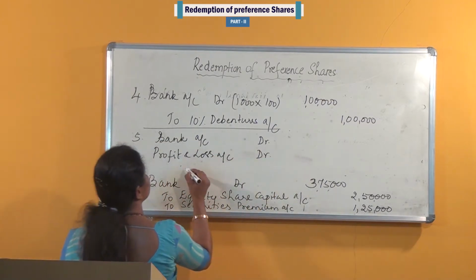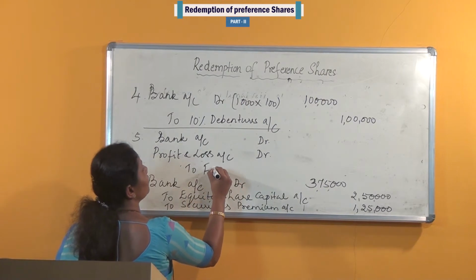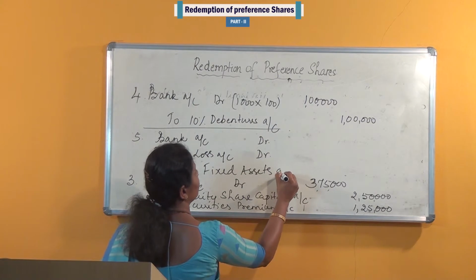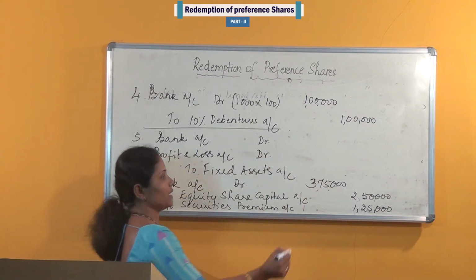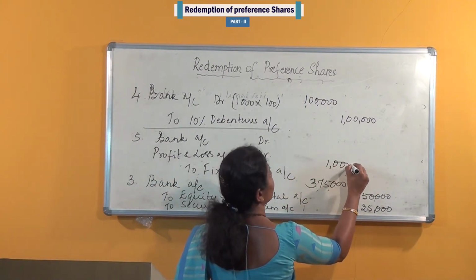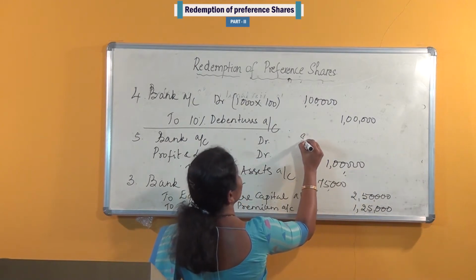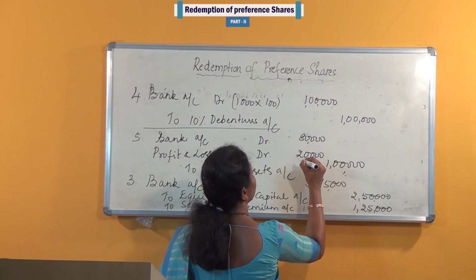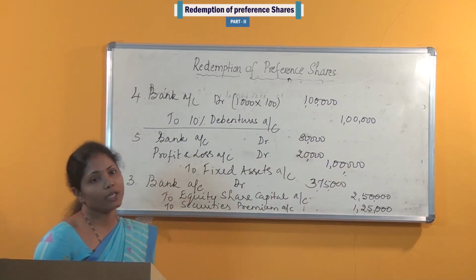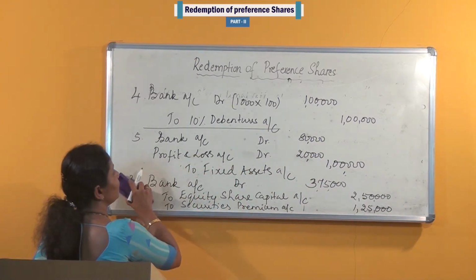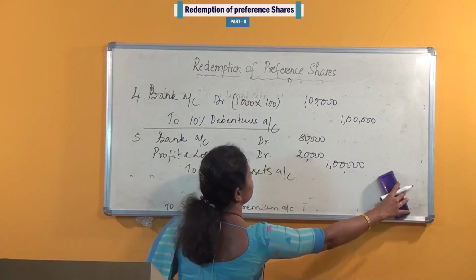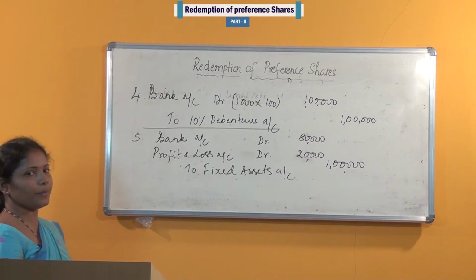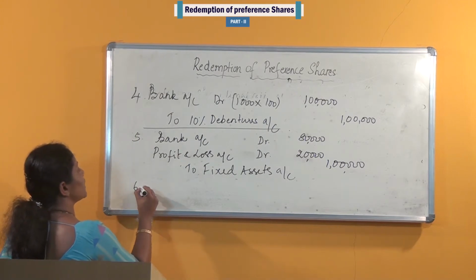So, profit and loss account debtor to fixed assets. As they go out, we have to credit it. What's the value of fixed assets go out? It is 1 lakh. The amount realized is 80,000 and the loss to be transferred to profit and loss account is 20,000. This is the entry for sale of fixed assets at a loss of rupees 20,000. First step is over. Now we can move to second step.